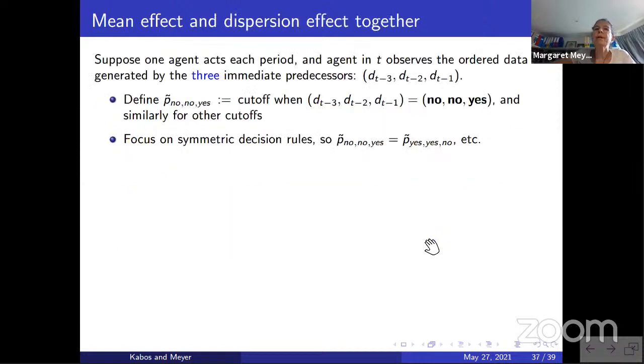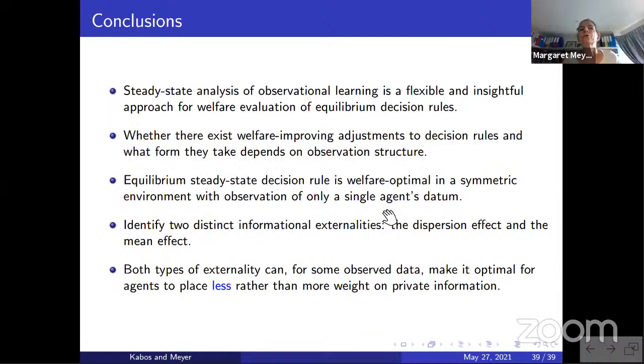And if I had more time, I would illustrate a setting where both of the effects operate in the same direction, by talking you through a setting where each agent sees the data generated by their three immediate predecessors. But I don't have the time, and so I think I will just conclude. I hope I've convinced you, or at least left you willing to entertain the idea that a steady state analysis of observational learning is a very flexible and insightful approach for welfare evaluation of equilibrium decision rules.